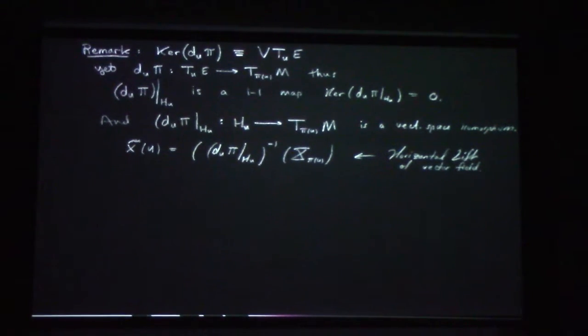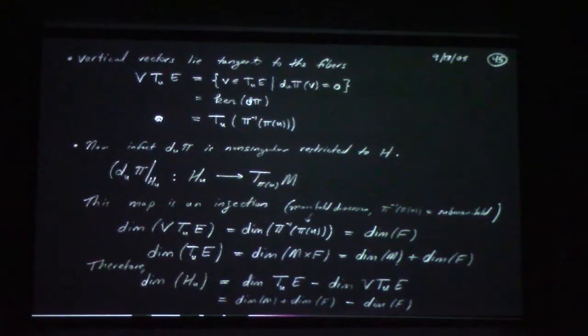So this allows us to lift vector fields on the base space to vector fields on the total space. Again, a recap. Vertical vectors lie in the tangent to the fibers. We've got this non-singular d pi restricted to the horizontal space. It's an injection. The dimension of the vertical piece of the tangent space is the dimension of the fiber. The dimension of the tangent space at E is the same as the dimension of the base space across the typical fiber, which in this case is a group, actually.